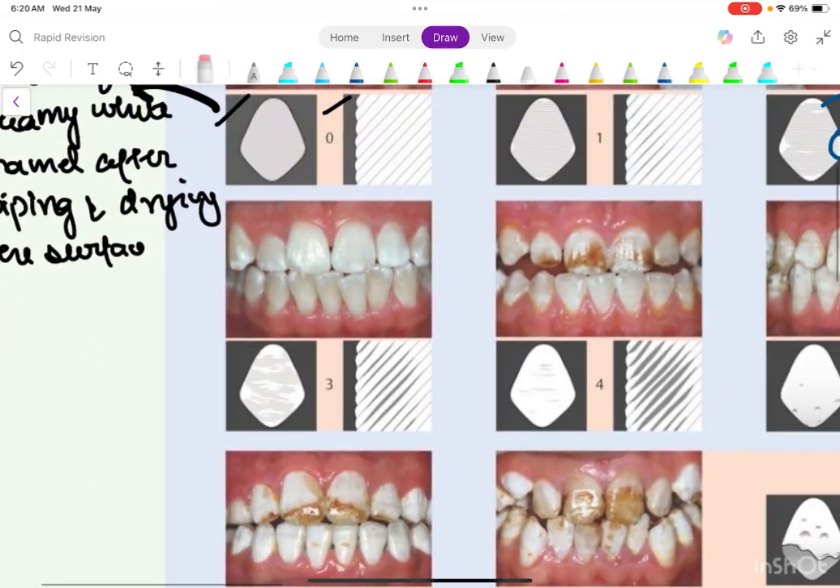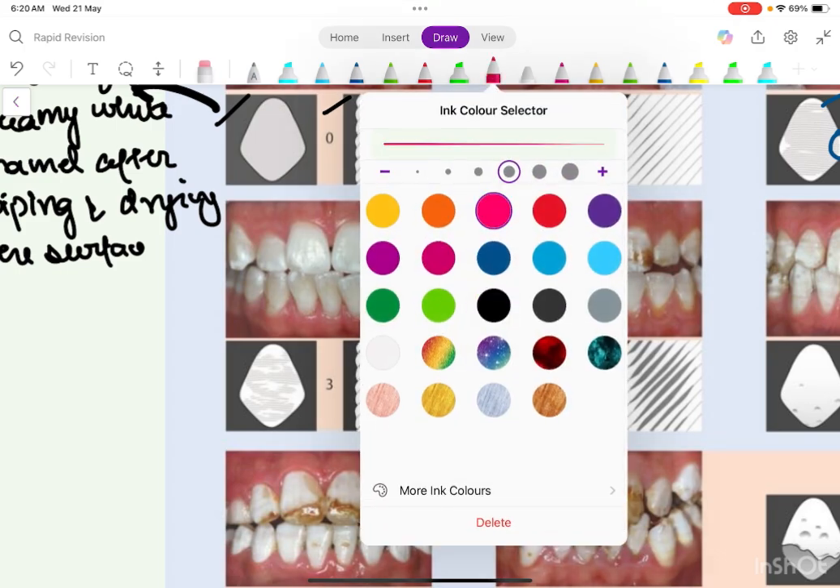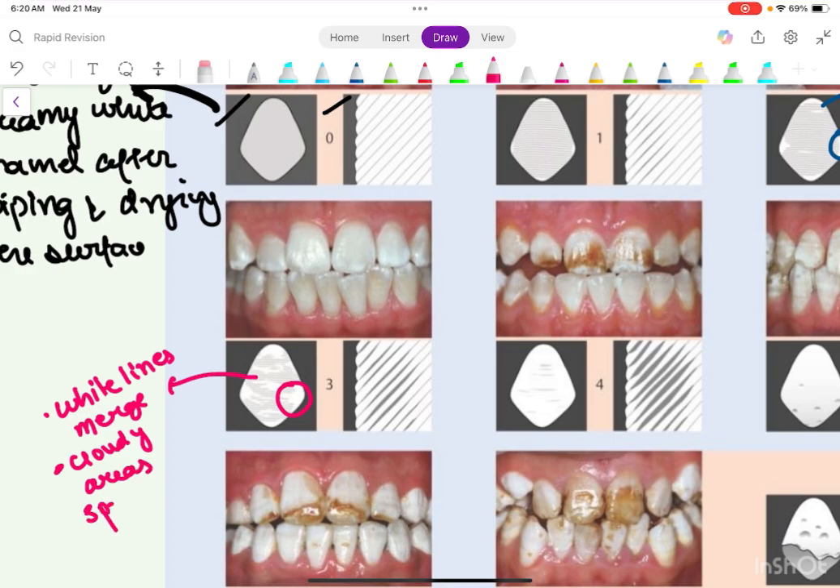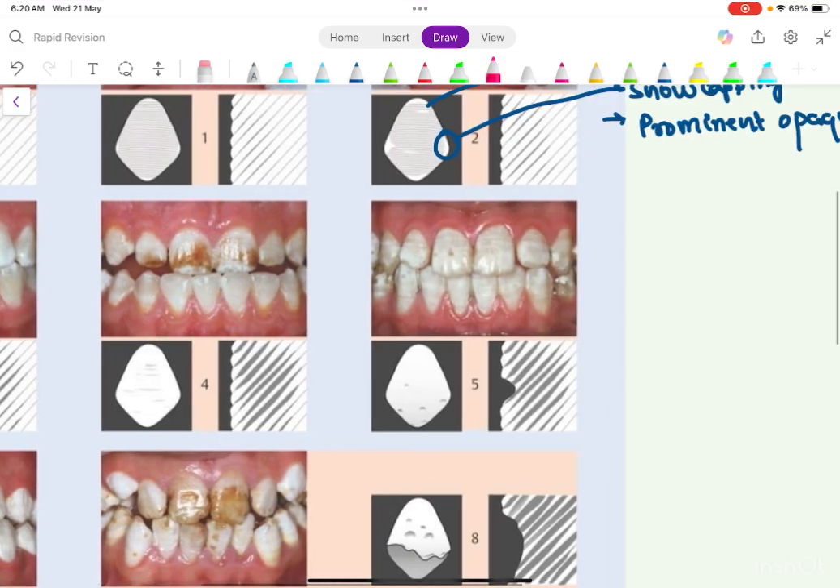Now see here the difference. Here what happens is we observe that the white lines have merged. So white lines merge. There are cloudy areas, like you can see cloudy areas spread around.